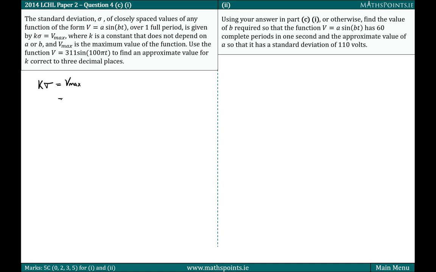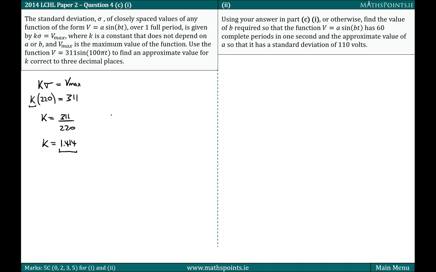So in our question, what we're saying is that there is some constant that we have to figure out. When you multiply it by the standard deviation of the values, 220, that will be equal to the maximum voltage, 311. Well, it's very, very easy to figure out what this constant is. This constant is 311 divided by 220, and 311 divided by 220 is 1.414. And this is the constant for every sine function.